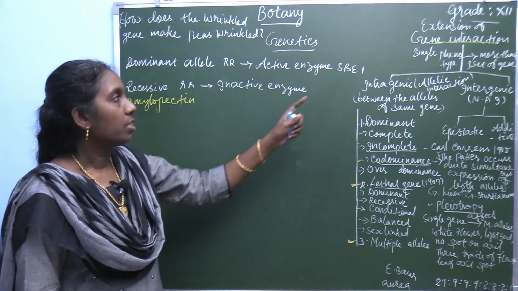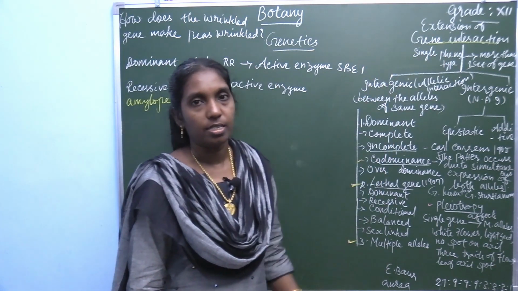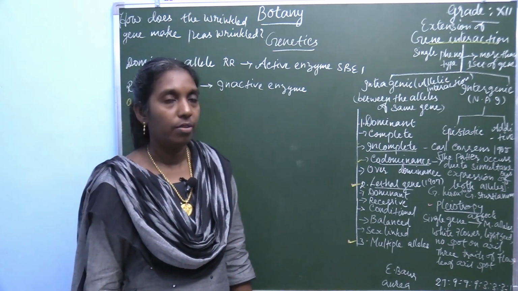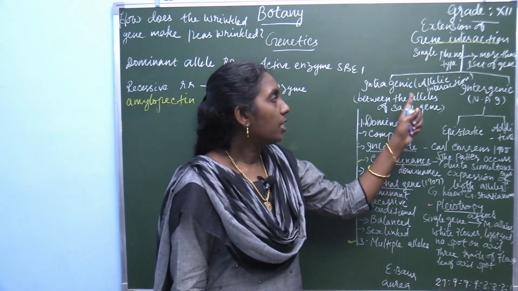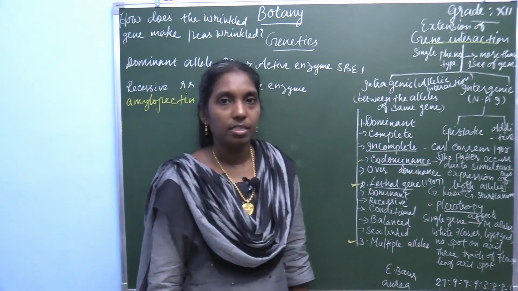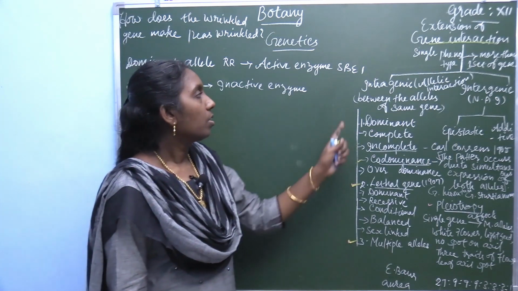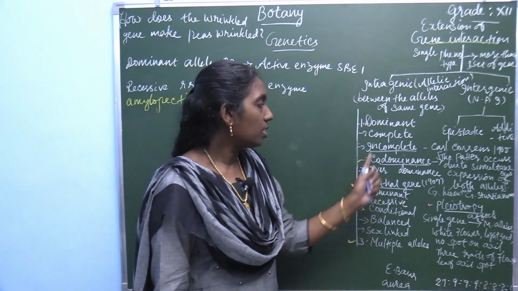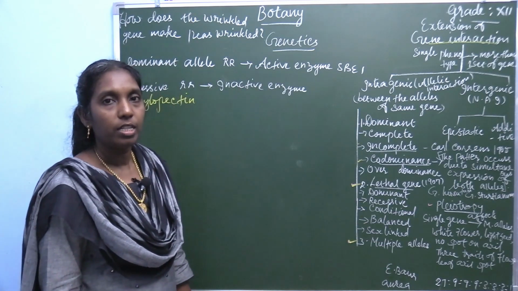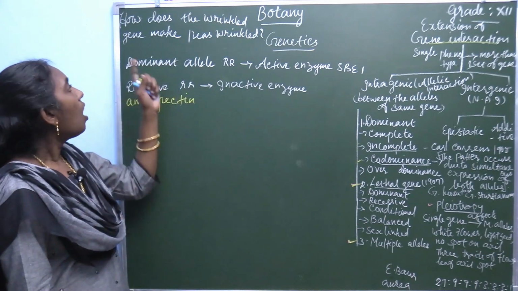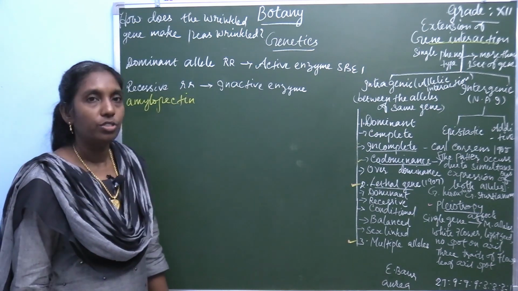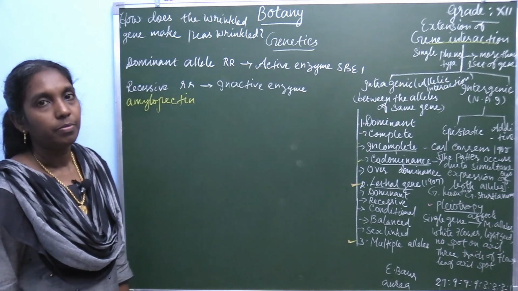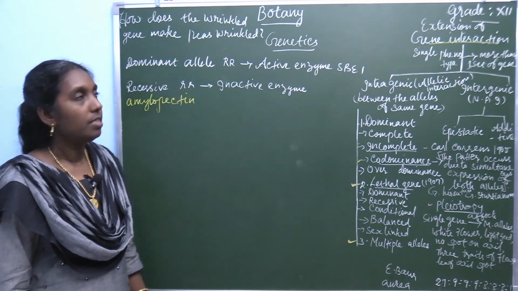Let's move to the learning objective, gene interactions. The gene interactions are broadly classified into two different types, intragenic interactions and intergenic interactions. Under this, you are going to learn certain topics today. Before that, there is a question: how does the wrinkled gene make Mendelian pea wrinkled? Let's see the molecular explanation.